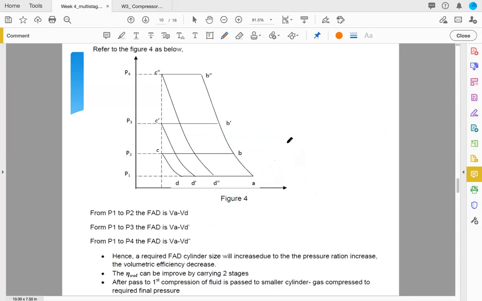Okay, so let's have a look at this diagram. It might give you clearer information. As referred to figure 4, if I want to compress P1 to P2, the FAD is VA minus VD. Okay, so if I want to compress P1 to P3, this is the amount of volume I need to use. The higher the pressure, the lower the volumetric efficiency. So if you look at this, it seems like the higher the pressure, the required FAD size of cylinder will increase due to the pressure ratio increase. So the volumetric efficiency decreases.